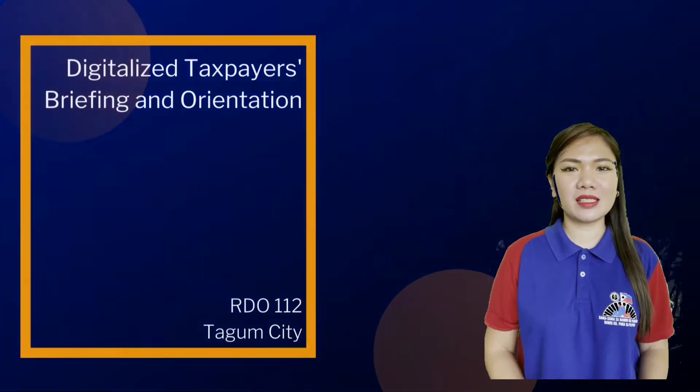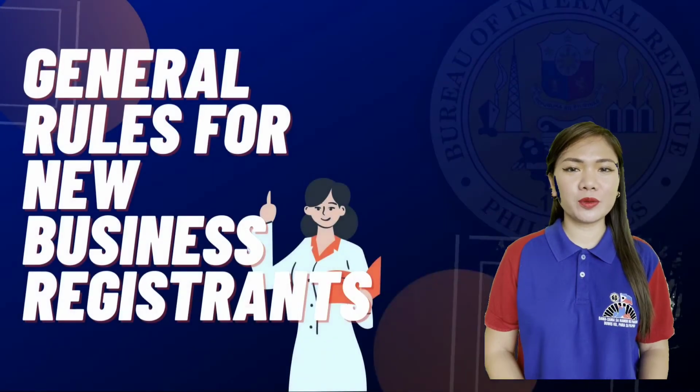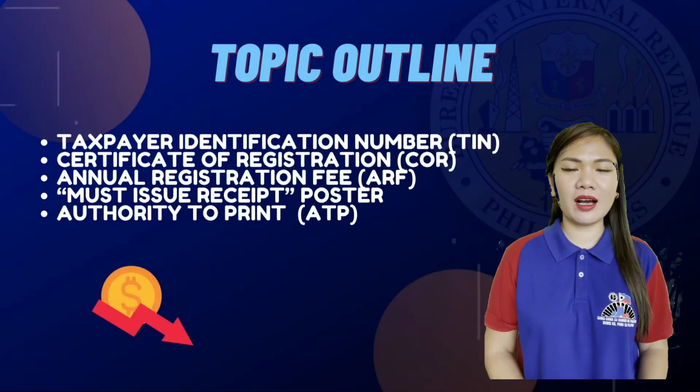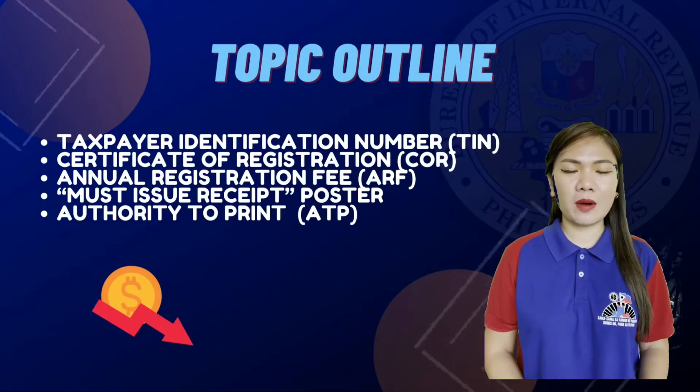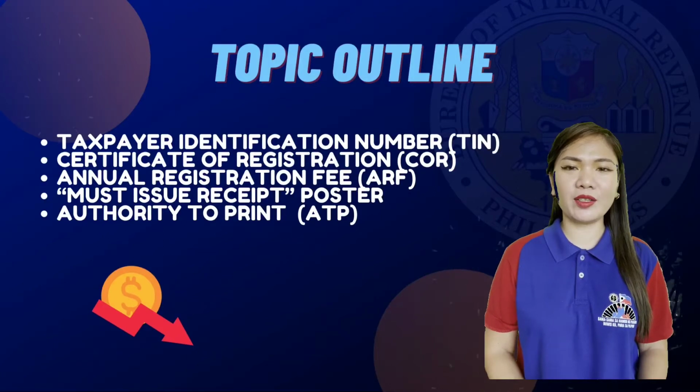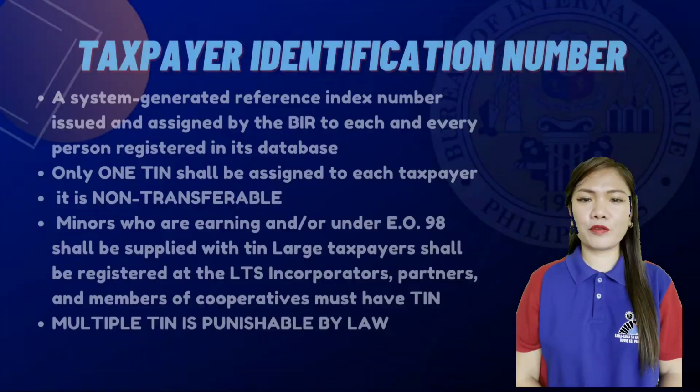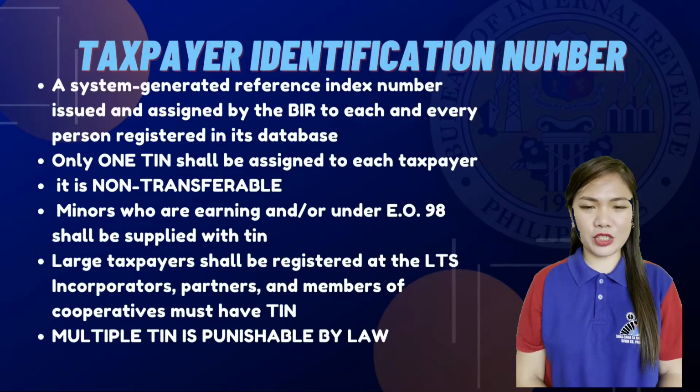I will be discussing to you today the general rules and requirements for business registration, including your tax identification number, certificate of registration fee, must issue receipt poster, and authority to print. First, we have the tax identification number.